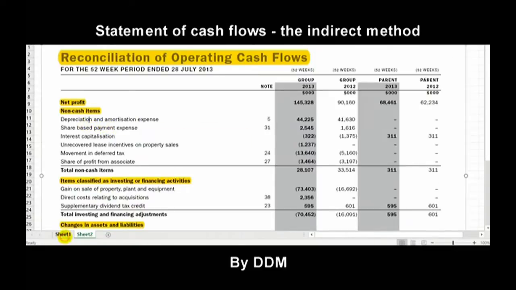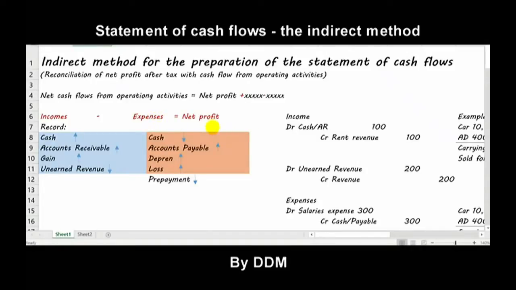Now let's look at the basic idea behind the reconciliation of net profit after tax with cash flow from operating activities. We need to find out the relationship between net cash flows from operating activities and net profit. Let's start from the very basic idea here. We understand that incomes minus all the expenses equal net profit. There are multiple ways to increase incomes, and also multiple ways to increase expenses. Let's just look at some commonly used items in textbooks or in the very first accounting course.